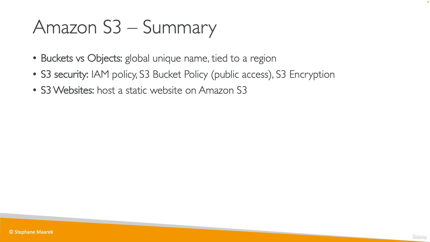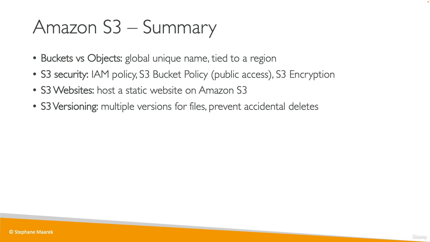You first need to make sure that the bucket, of course, is going to be public, and then we can statically host some files. We have S3 versioning. This is to have multiple versions for a file to prevent against accidental deletes and to be able to roll back to previous versions if we need to.